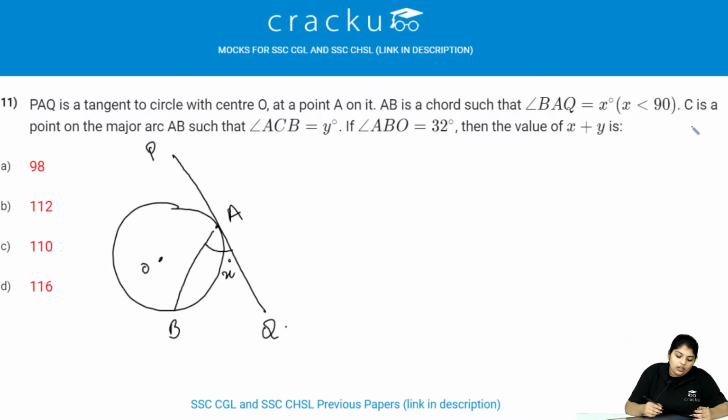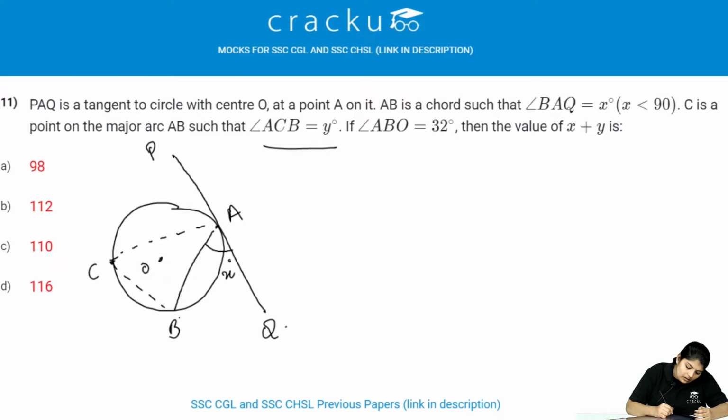C is a point on the major arc. This is the major arc. C is a point somewhere. Let it be here, a point on the major arc such that angle ACB is y degrees. ACB. So just draw this like this.